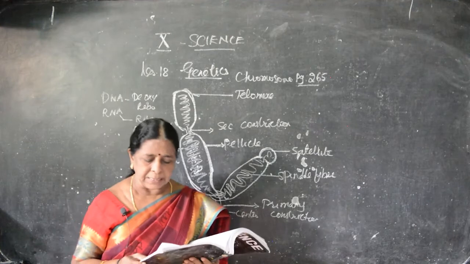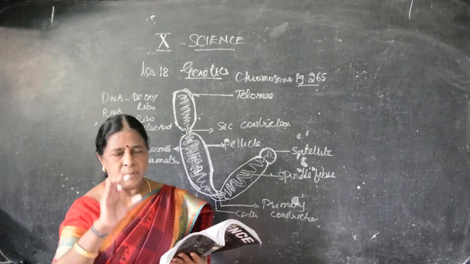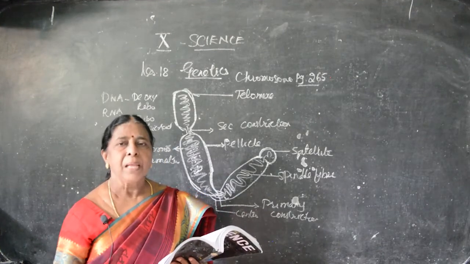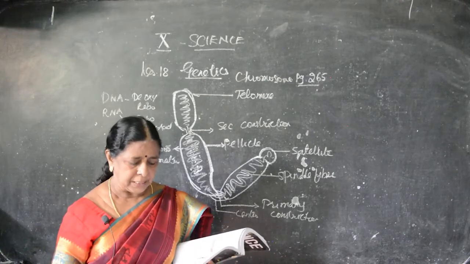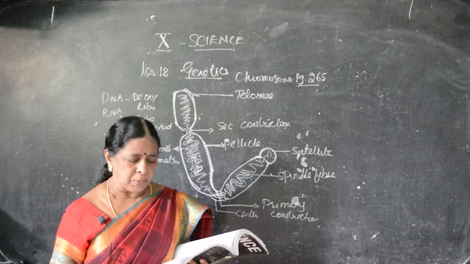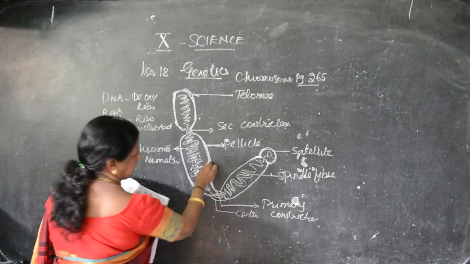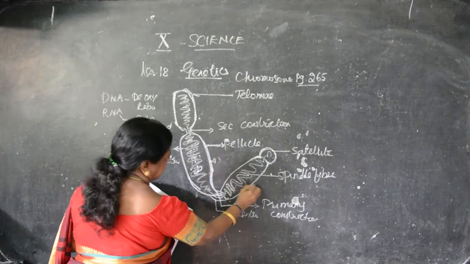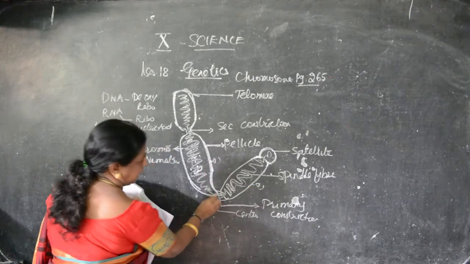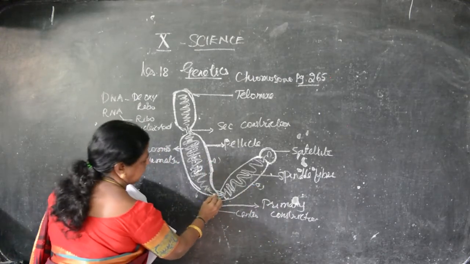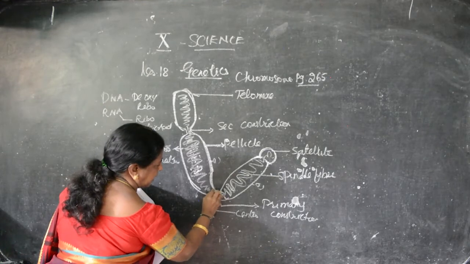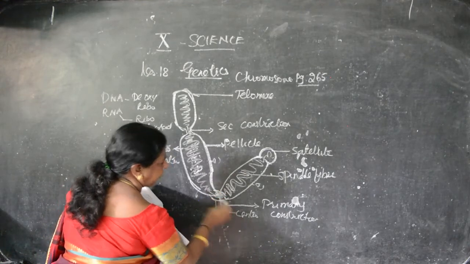A chromosome consists of the following regions. You have seen the outer structure of the chromosome. What are the parts inside? Primary constriction. That is where the two arms of the chromosome meet at a point. They are known as primary constriction. This is one arm. This is the second arm. Both are meeting at a point. That is known as what? Primary constriction. This line is the primary constriction, and it is covered by a layer, that is the centromere.